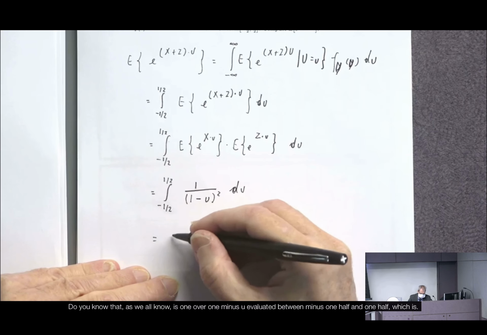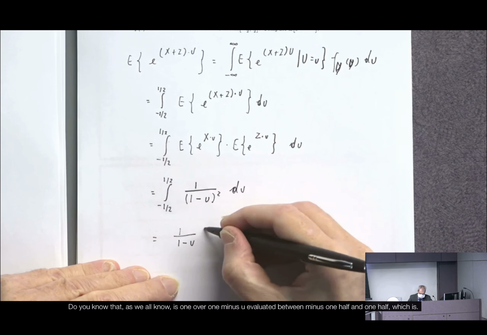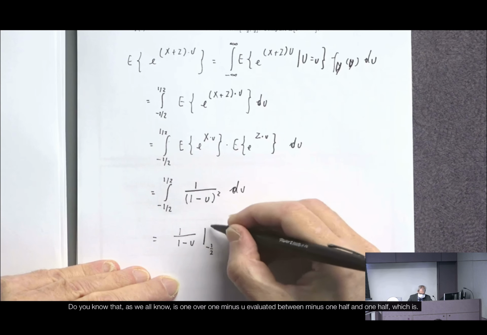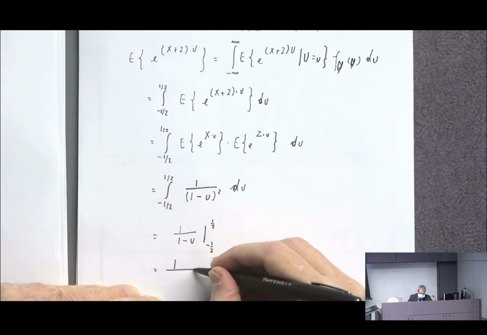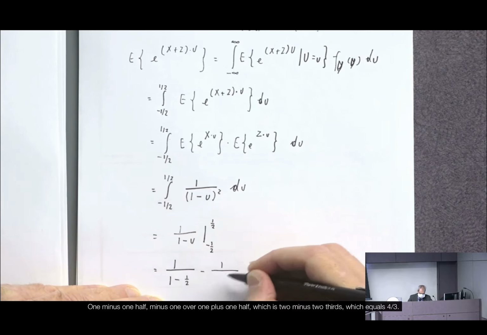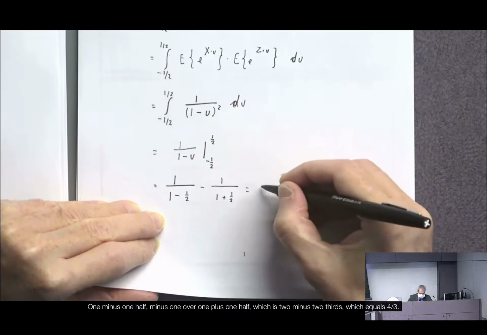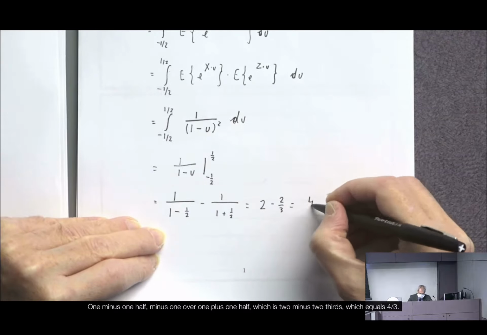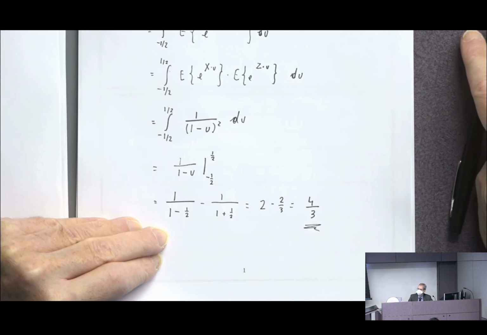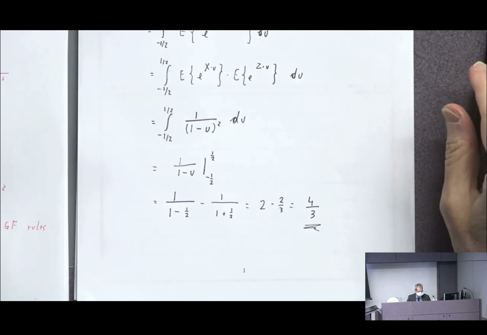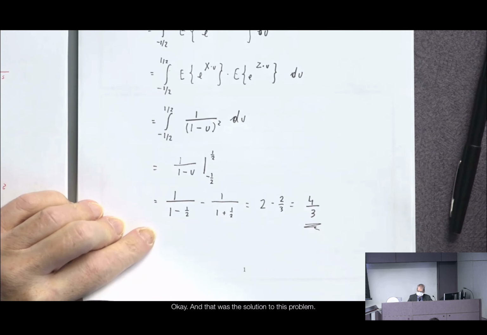Now that, as we all know, is 1 over 1 minus u, evaluated between minus 1/2 and 1/2, which is 1 over 1 minus 1/2 minus 1 over 1 plus 1/2, which is 2 minus 2/3, which equals 4/3. Okay, and that was the solution to this problem.